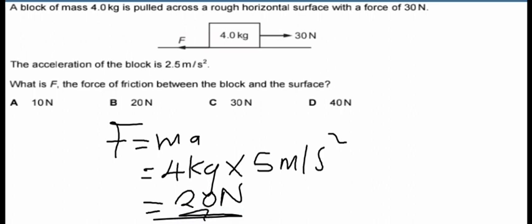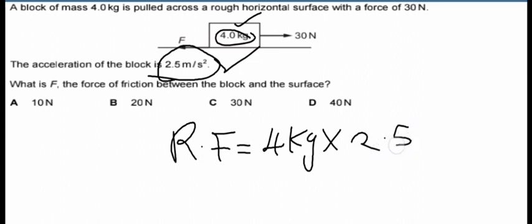So this 20 newtons was the force of what? F. Now I'm saying there are two ways of answering this force F. So let's also see the next one.